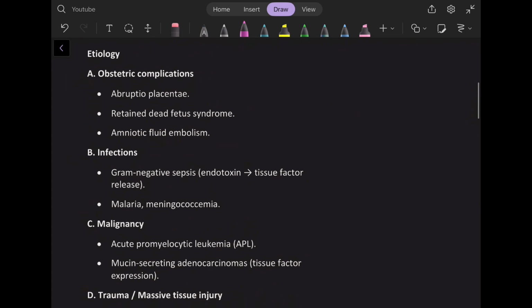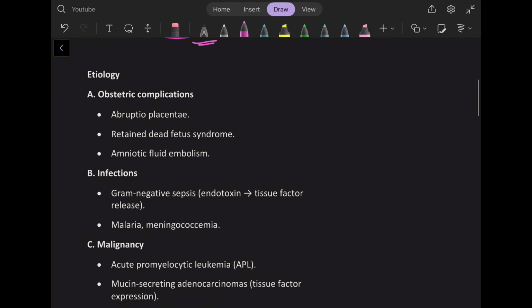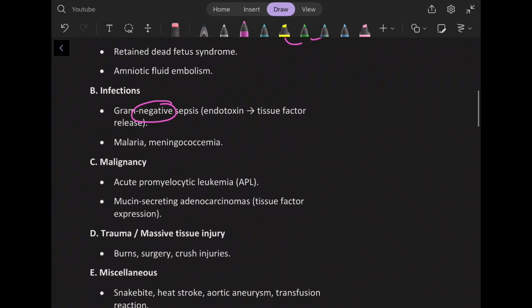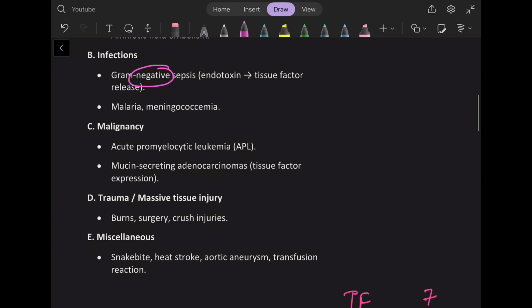Now, what are the causes? Let's think in groups. So first being obstetric complications like abruptio placentae, retained dead fetus, etc. Then infections, especially gram-negative ones. Then there is malignancy, trauma or massive tissue injury, and miscellaneous causes like transfusion reactions, snake bite, etc.